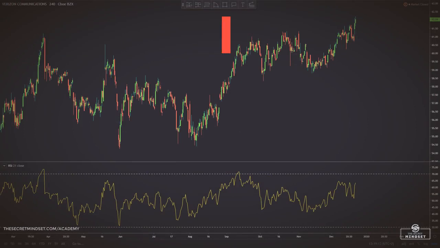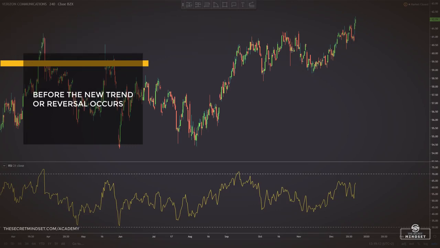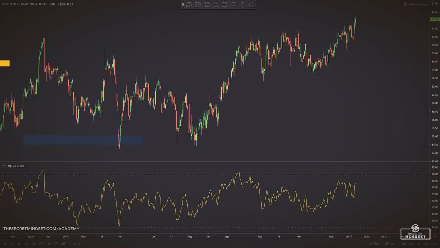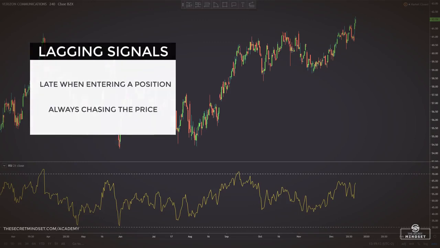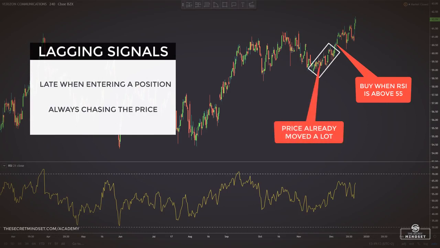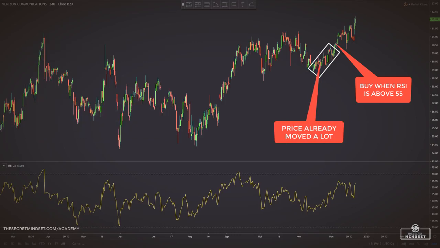A leading signal appears before the new trend or reversal occurs. RSI in its nature is a lagging indicator. Lagging indicators only give signals after the price change is clearly forming a trend. The downside is that you'll be a little late in entering a position. Often, the biggest gains of a trend occur in the first few bars, so by using a lagging indicator, you could potentially miss out on much of the profit.